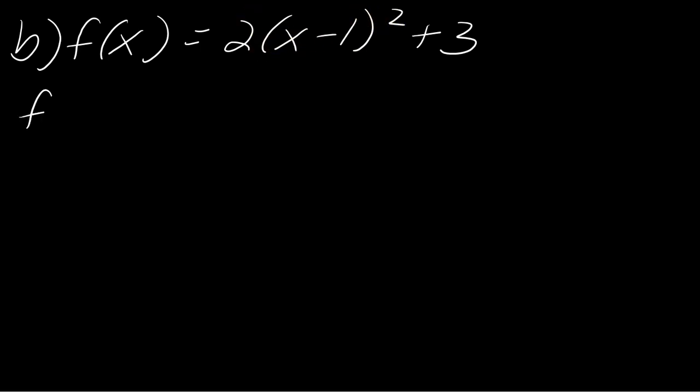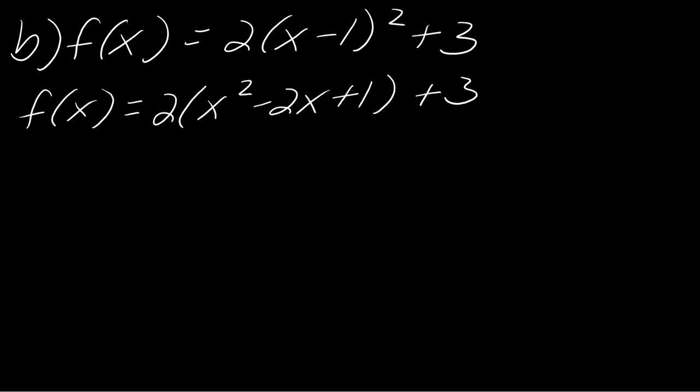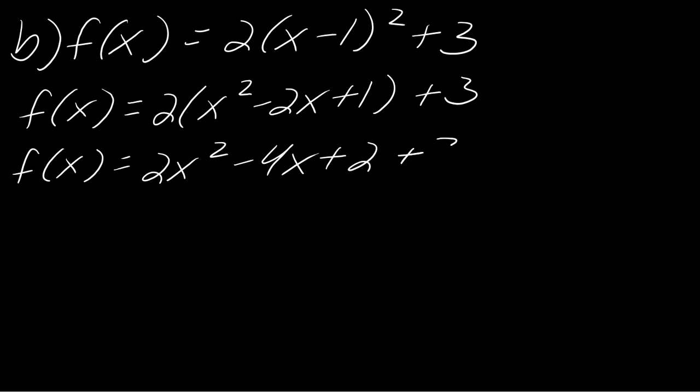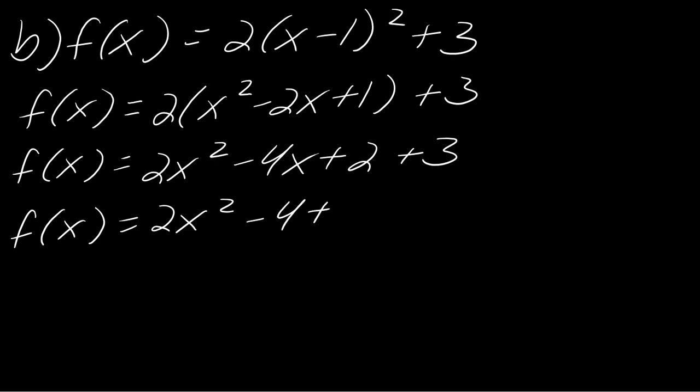If I work this out, this becomes 2 times (x squared minus 2x plus 1) plus 3, and then I can distribute the 2. So I have 2x squared minus 4x plus 2 plus 3. Then this simplifies to 2x squared minus 4x plus 5. All right, so there is my standard form of the equation. Now I can try to answer a bunch of questions off of this. So let me clear some space.